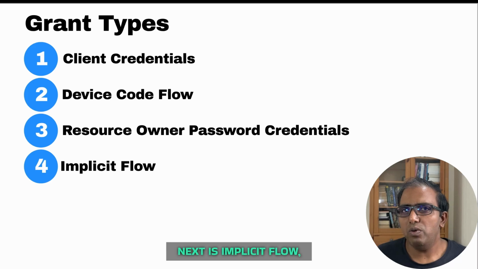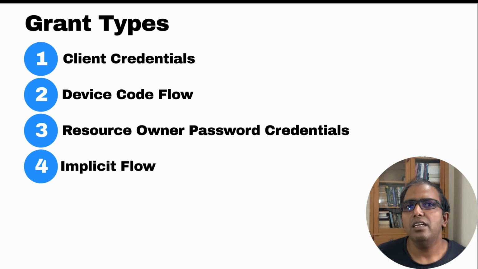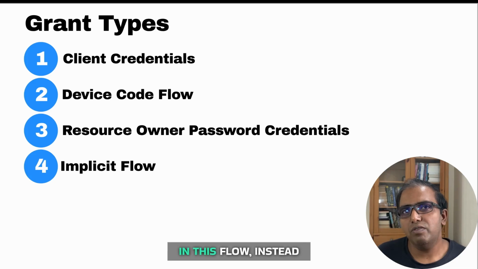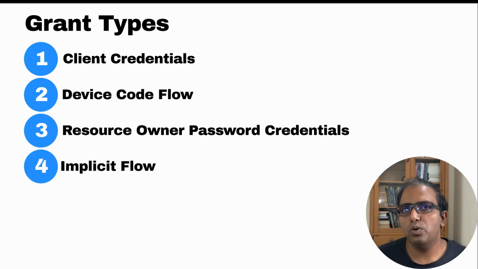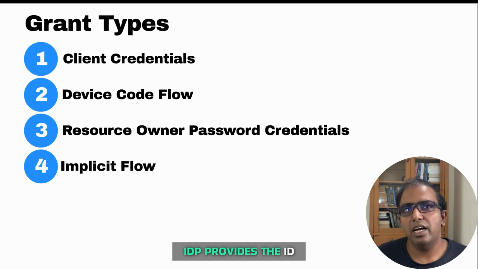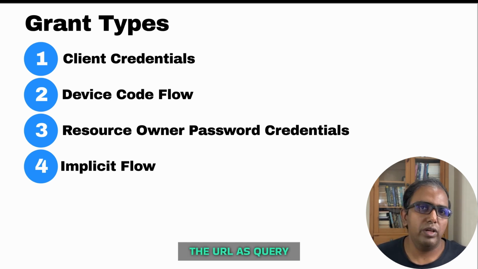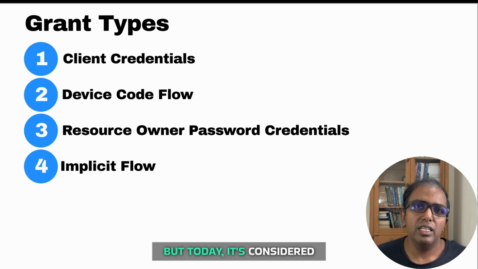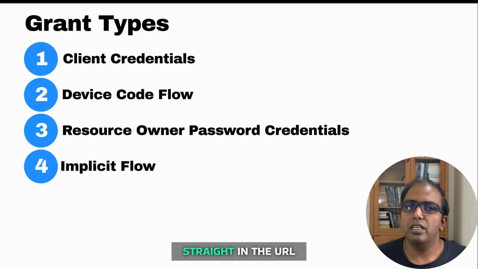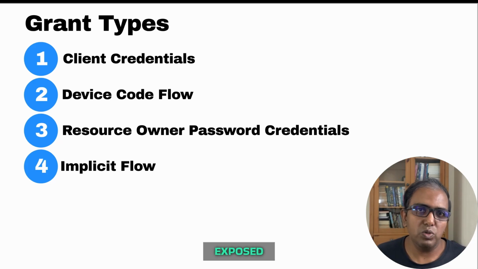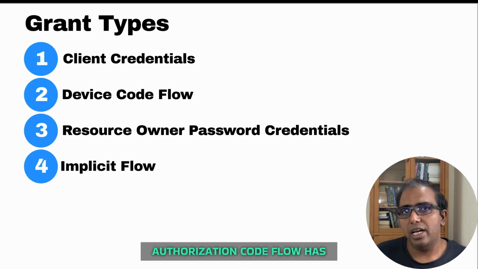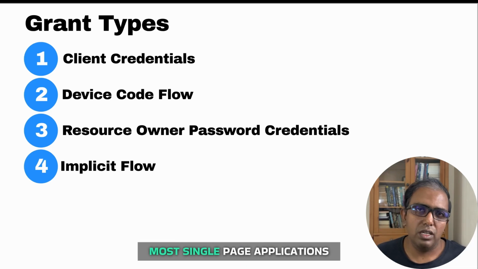Next is implicit flow, which was specifically designed for single-page applications that couldn't safely store secrets. In this flow, instead of providing an authorization code while redirecting back to the app, the IDP provides the ID and access tokens in the URL as query params. But today, it's considered outdated and less secure because tokens are returned straight in the URL fragment, making them more exposed. That's why PKCE with Authorization Code Flow has replaced implicit flow in most single-page applications.